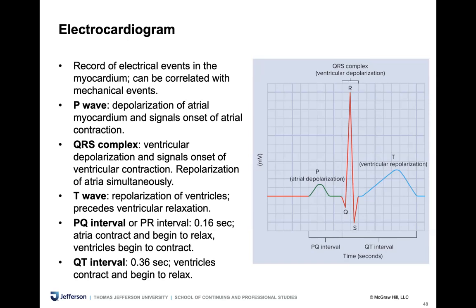This precedes ventricular relaxation. Your PQ interval, or the PR interval, is when the atria contract and begin to relax, and the ventricles begin to contract. The QT interval is when the ventricles contract and begin to relax.